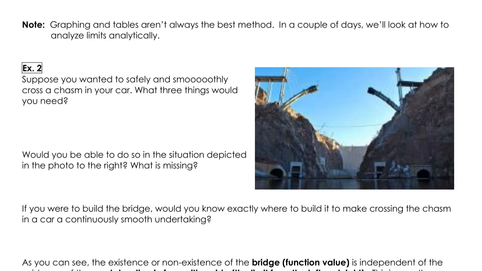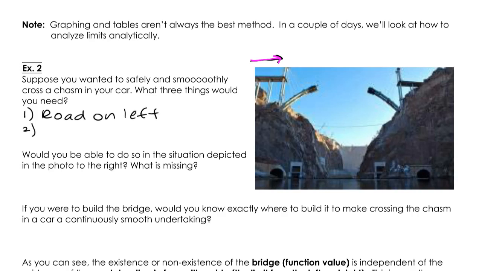Let's say you wanted to cross this bridge. Okay, what 3 things would you need? Well, first of all, what's missing? You can see there's a bridge. So let's say you're coming in and you're driving along on the left. Okay, so you're over here driving along on the left. You're going to need 3 things. Okay, so the first thing you're going to need is this road on the left.